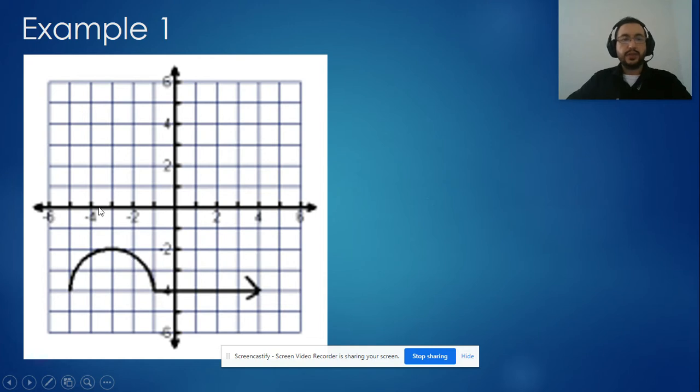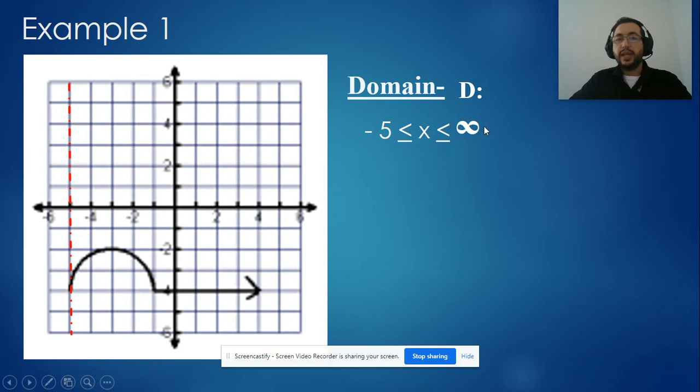At this graph, okay? So first start with the domain. The domain, what is the farthest I can go to the left? -5. In this case, even though we don't have a closed circle, it's on the line. So if it is on the line, we're gonna consider this as inclusive. So it will be -5. And then to the right, we have an arrow, which means it's going to infinity. So it will be from -5 to infinity. That will be my domain.